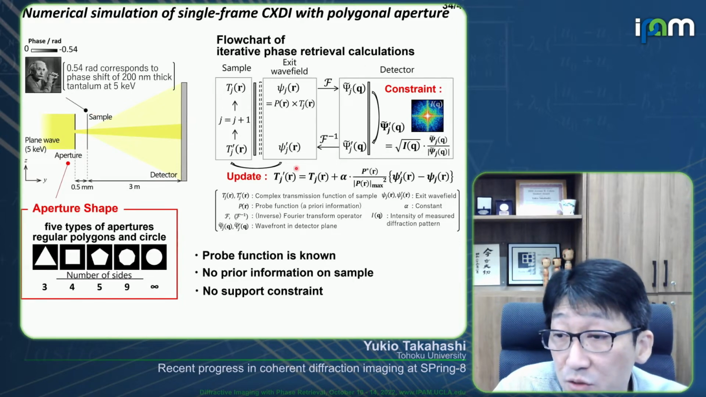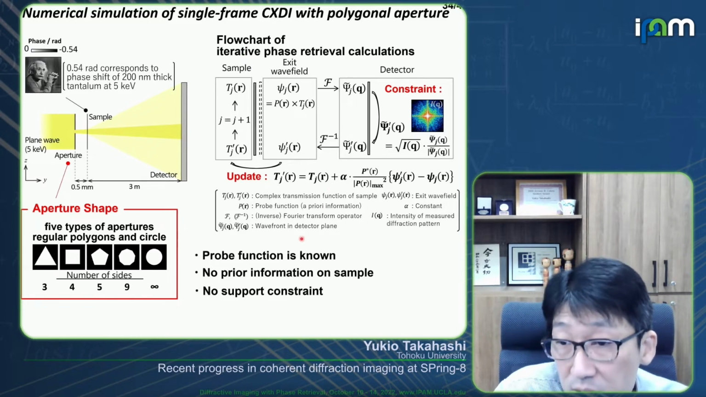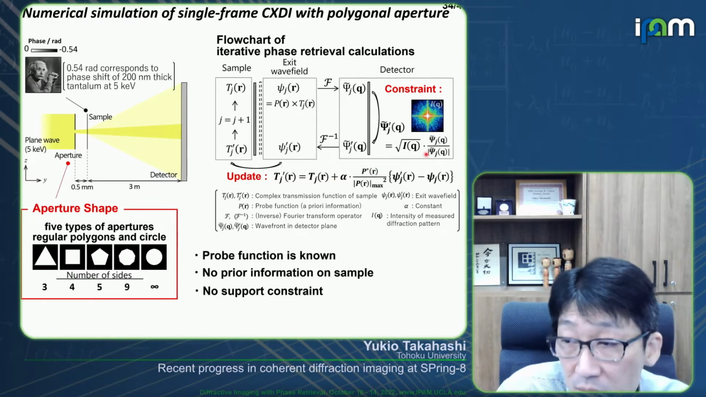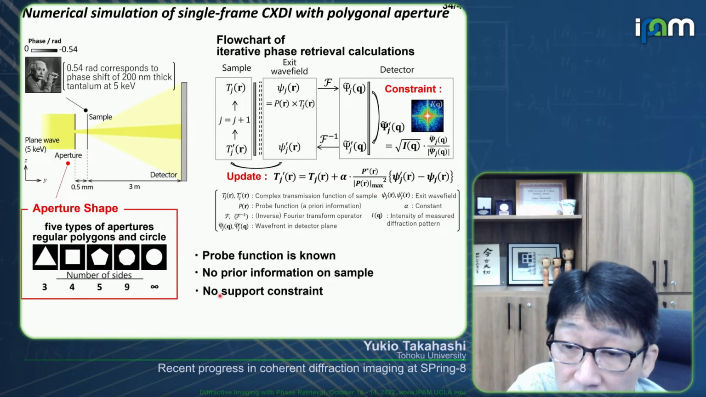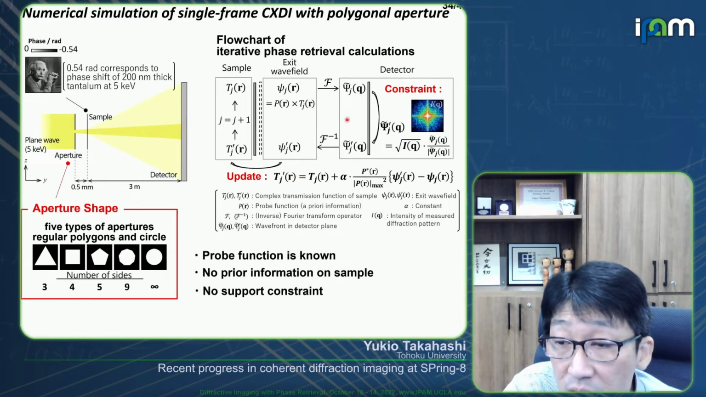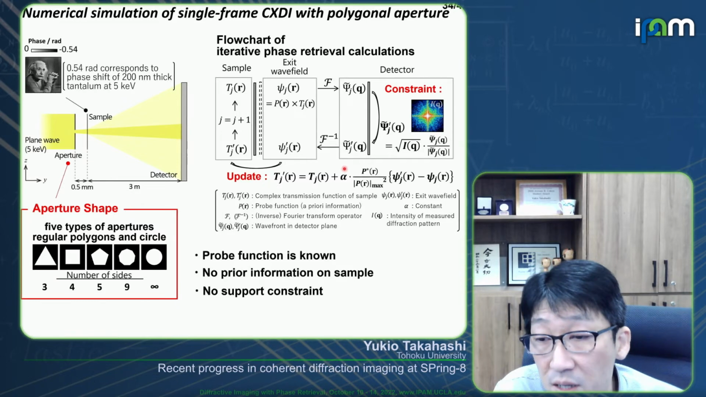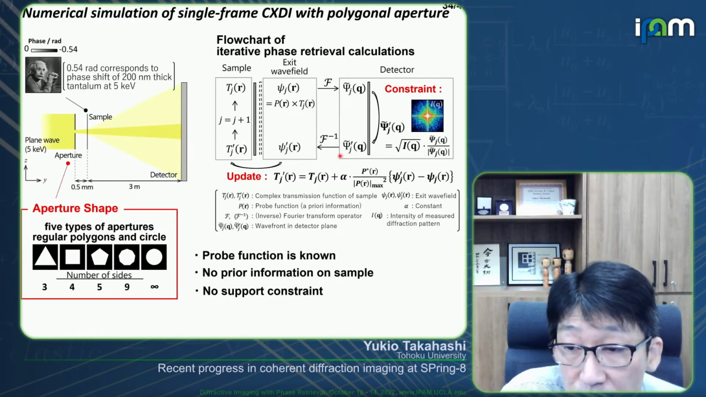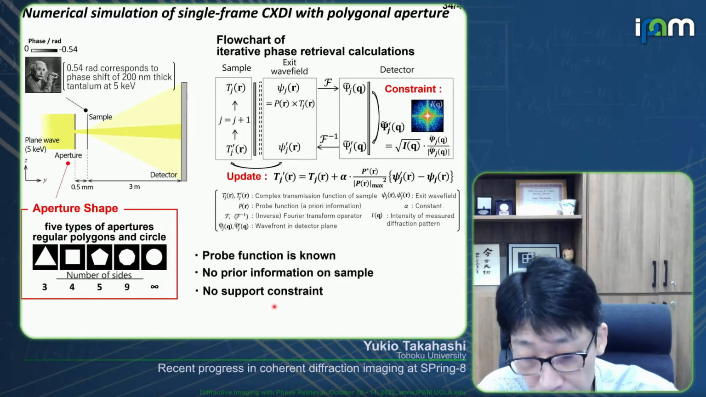Here is a flowchart of the phase retrieval calculation. So the flow function is known here. For the reciprocal space constraint, the magnitude of diffraction intensity is used, and real space non-prior information on the sample. The sample image is updated with this function. This update function is the same as that used in the ptychographical iterative engine. So the important point is that this reconstruction algorithm doesn't use a support constraint, no support constraint.